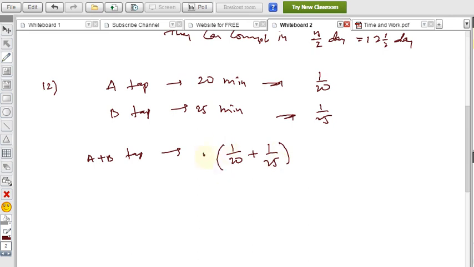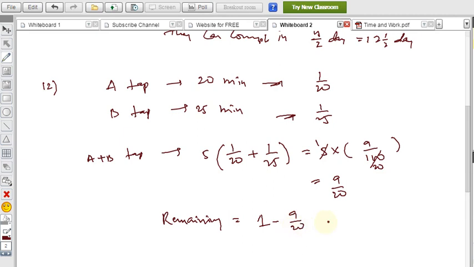This part is done for 5 minutes. Okay, 5 minutes they are on. 5 into 1 by 20 plus 1 by 25 is 9 by 100 if you take the LCM. So 9 by 20 part is over now. The remaining, if you take the total as 1, is 1 minus 9 by 20, that is 11 by 20.